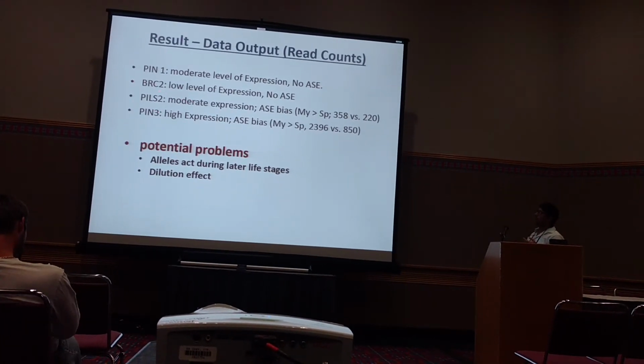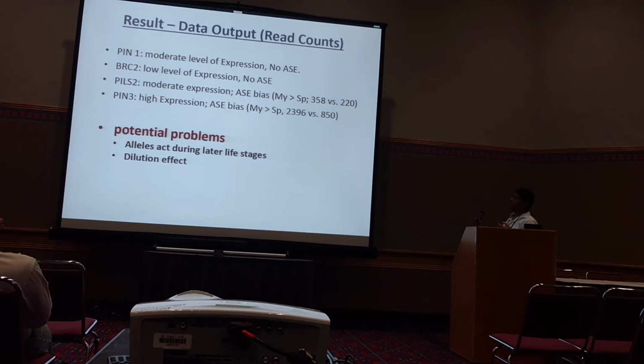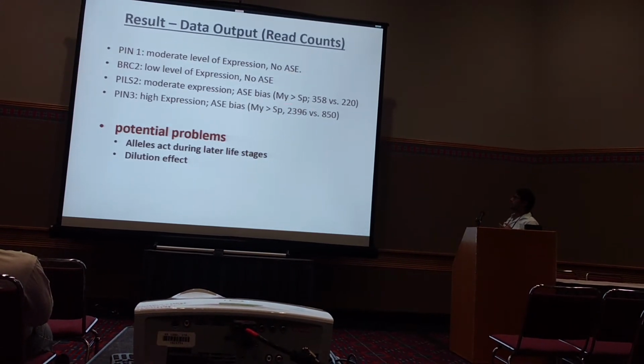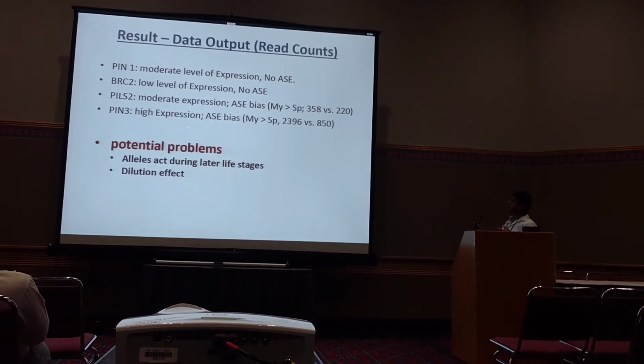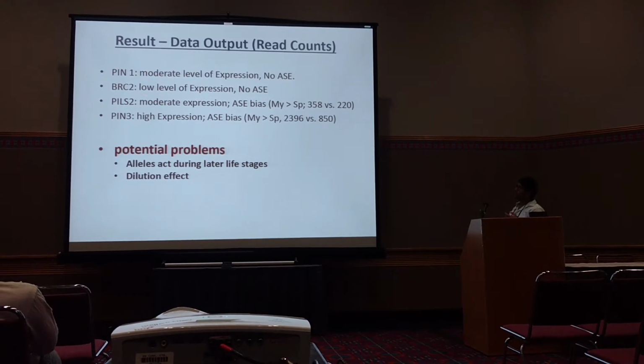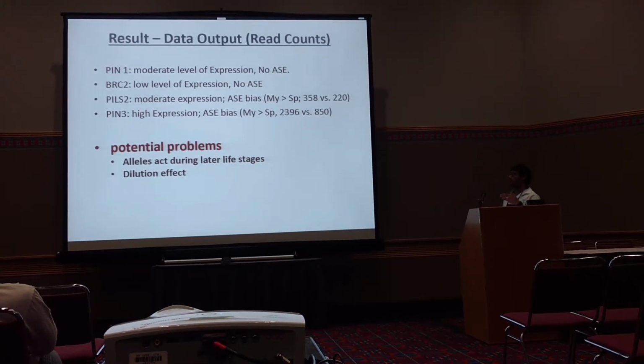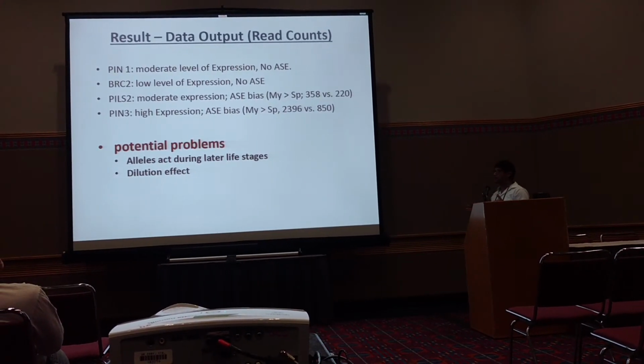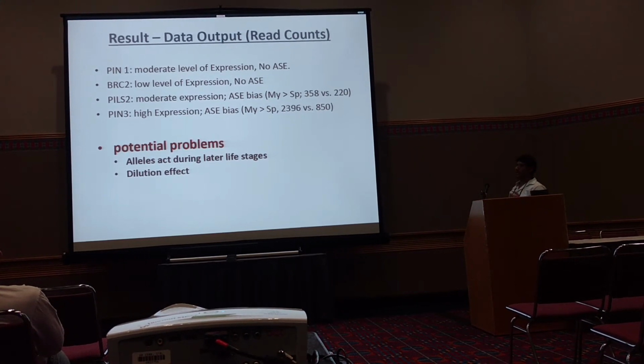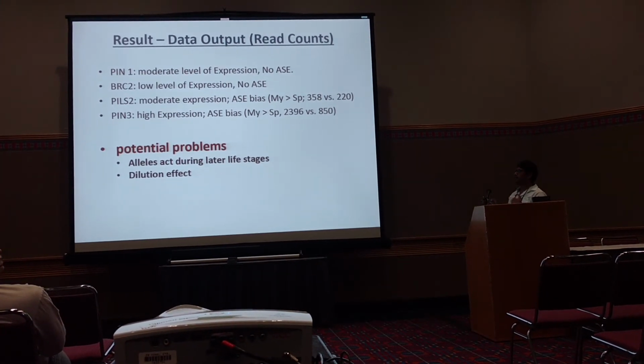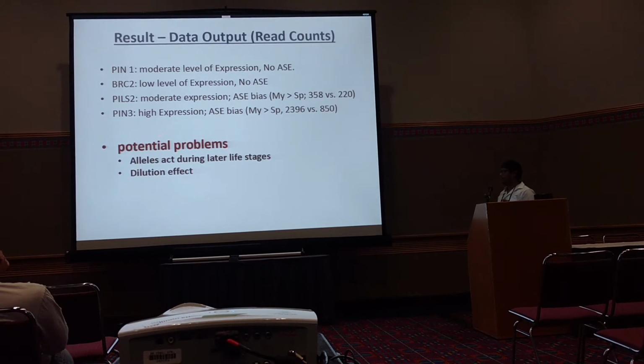But these 2 candidates came out as we had predicted, and we see allele-specific biases in PILS2 and PIN3, where PILS2 shows a moderate level of expression in all the samples, but still has AAC differences. But PIN3 has a higher level of expression and higher level of AAC differences.